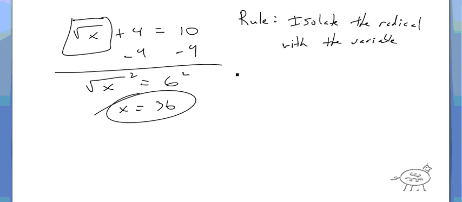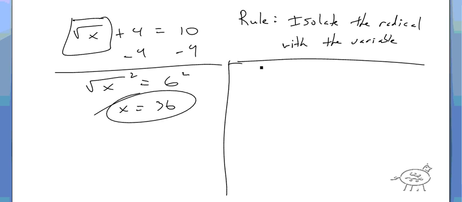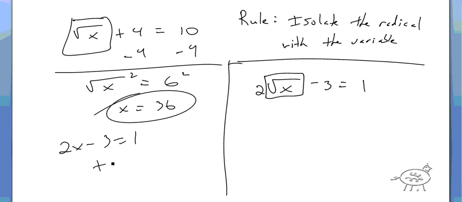Let's try another one over here. How about 2 root x minus 3 is equal to 1. Well, again, I isolate that square root of x by basically treating it just like an x. If I told you 2x minus 3 equals 1, wouldn't you add 3 to both sides first? So you get 2x equals 4, and then divide by 2. So x is 2. Well, you're going to do the same thing, except at the end you're going to have a square root of x, and then you square it.